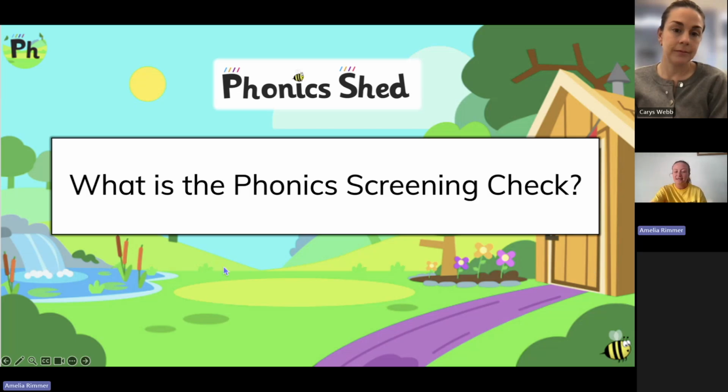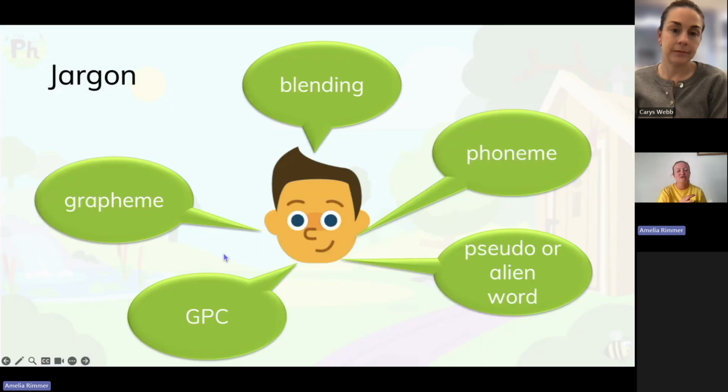Okay, so what is the Phonics Screening Check? Well, we'll start with some jargon because there is a lot of jargon associated with phonics. So this is Joe from the Phonics Shed, and he will pop up occasionally with just a little reminder bubble of what some of the jargon is as we're going along. But the main bits of jargon that I'm going to focus on today are blending, and I will also do segmenting in the same conversation, phoneme, grapheme, GPC, and pseudo or alien word.